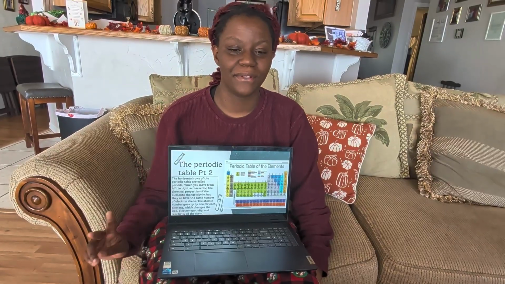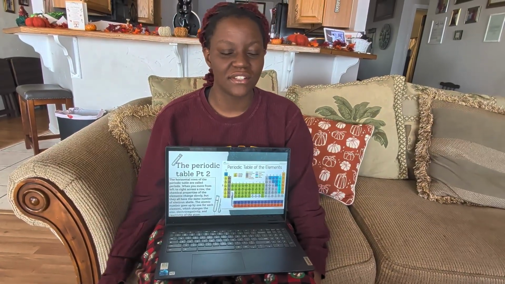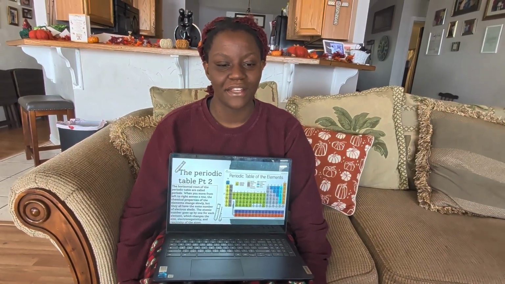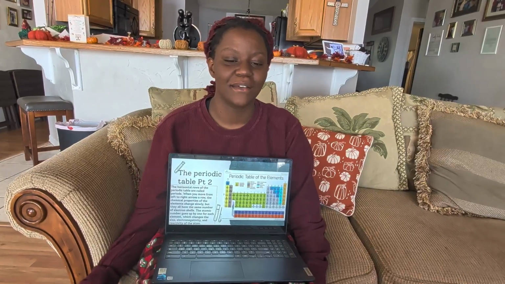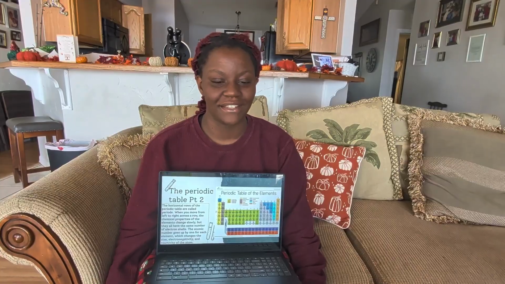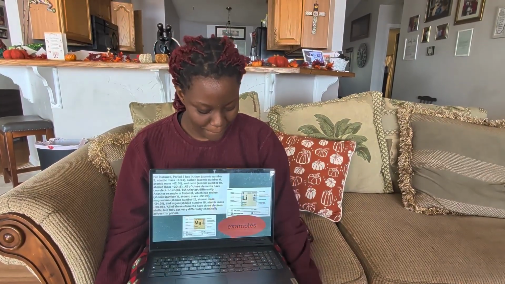So the next slide, we have the periodic table part 2. The horizontal rows of the periodic table are called periods. When you move from left to right across a row, the chemical properties of the elements slowly change, but they all have the same number of electron shells. The atomic number goes up by 1 for each element, which changes the size, electronegativity, and the reactivity of the atom. So my next slide, I have examples for this.